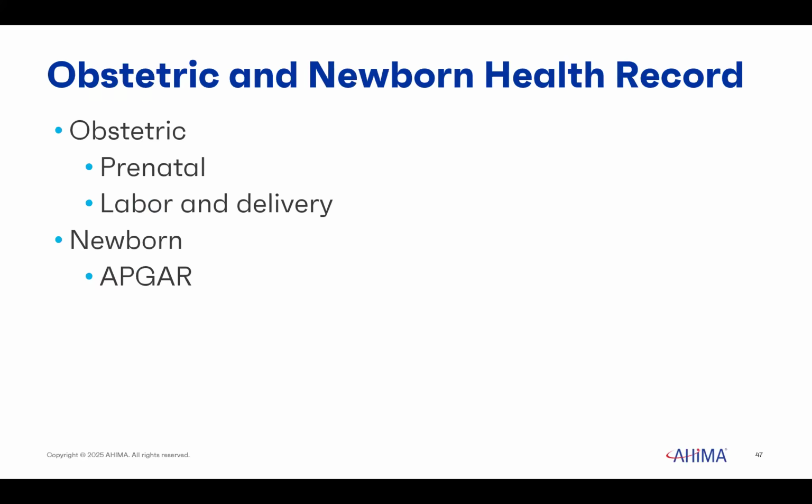OB and newborn health records have entirely different requirements, right? Even though it may be referring to quote unquote mothers and babies. For the OB, we need to have the prenatal information and the labor and delivery record. Newborns' APGAR scores need to be kept. These are the standardized scores that are assigned whenever a baby is born, right?